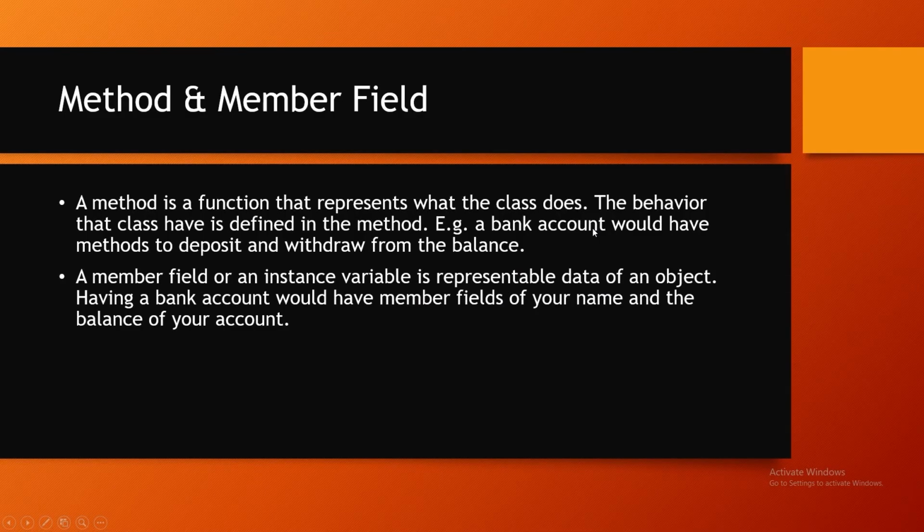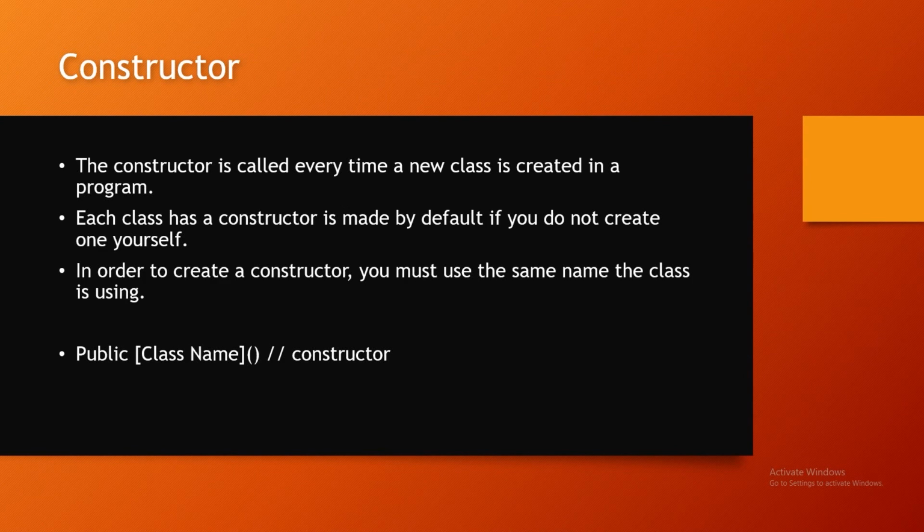So now that we learned more about methods and member fields, we can now talk about one of the more important methods in a class, which are constructors. A constructor is called every time a new class is created in a program. And even though you didn't see it in my person class, it's because each class has a constructor, and they are made by default if you do not create one yourself. So in order to create a constructor, you must use the same name the class is using, following this format.